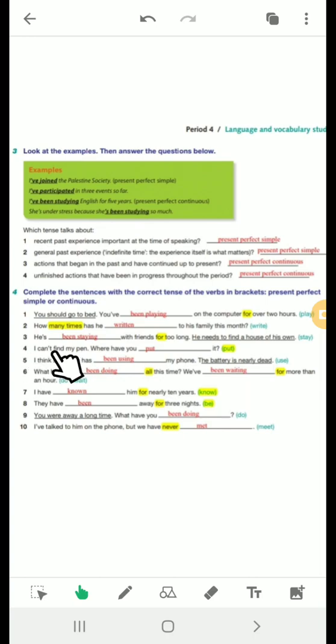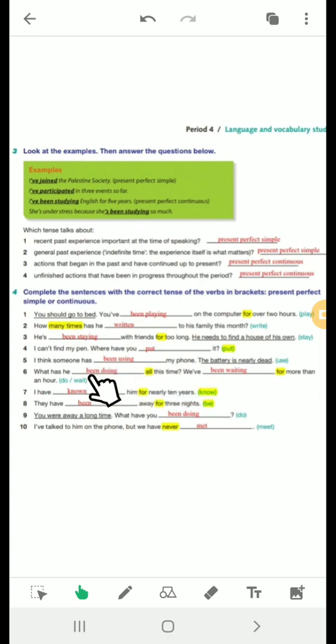Number 4: I can't find my pen. Where have you put it? Put is also present perfect simple. Number 5: I think someone has been using my phone. The battery is nearly dead. The battery is nearly empty, because here the result is evidence that there was a long duration of using this thing. Then has been using.